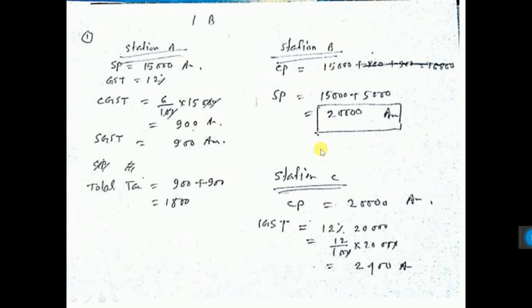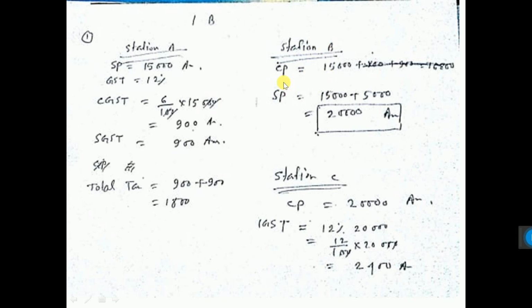This is the technique. Station A, station B, station C. Station A, SP. So this will be CP of station B, because station A is selling, station B is purchasing. GST 12%, so CGST is half of that, 6%, 6 by 100 into this. SGST 6 by 100 into this, so it will be the same. So total tax 900 plus 900, that is 1800, is the total tax of station A.